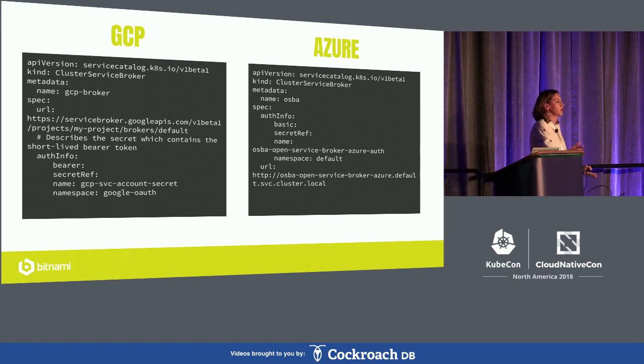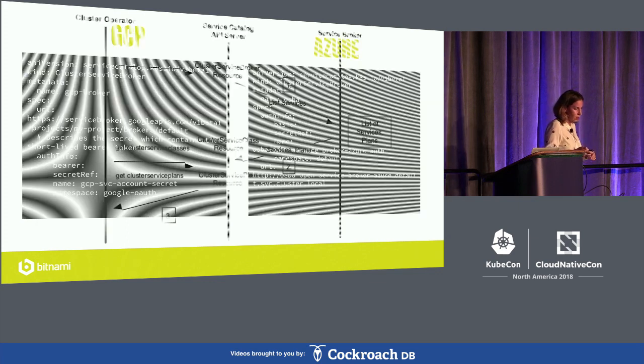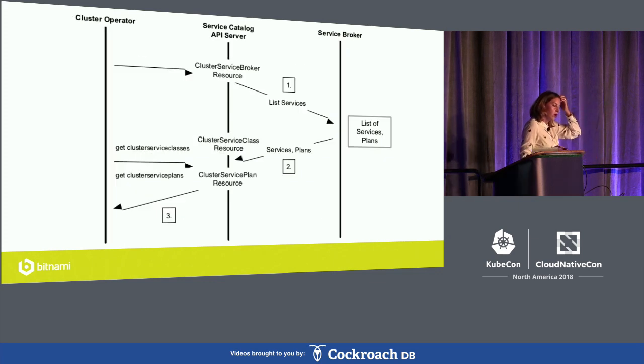So if you want to provide Azure to your cluster users, you need to create a deployment, and the broker will run as a pod in your cluster. So when the cluster operator creates one of these resources, what happens is the controller will talk to that endpoint. And if you have permissions to do so, it will retrieve a list of available services and plans. And it will create all these cluster service class and cluster service plan resources, again, at a cluster level.